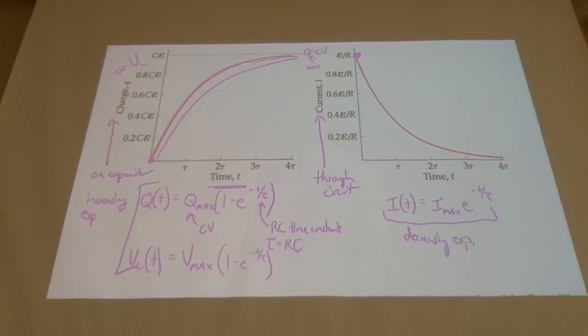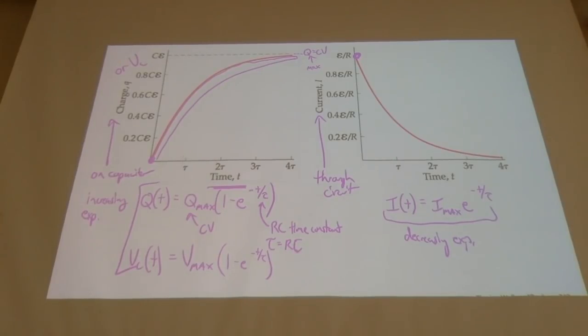So if you can sort of remember the quantity and what it's doing while charging, which ones are getting bigger, which ones are dropping off and getting smaller, you can remember which equation you're supposed to use, the 1 minus version or just the one without the 1 minus. This describes putting charge onto the capacitor.